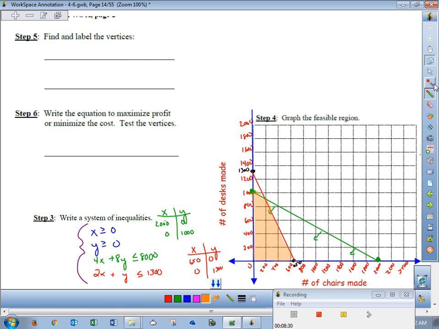Find and label the vertices. So it doesn't really matter what you call them, but there are 4 vertices right here. 1, 2, 3, 4. Remember, you're going to get a convex polygon in this situation. So those are the vertices. Let's just kind of pick them as we go around and label them as we go. So I'm going to put a big dot here in pencil and call that A. And then I need to know where his ordered pair is. Well, A is at 0, 1000.